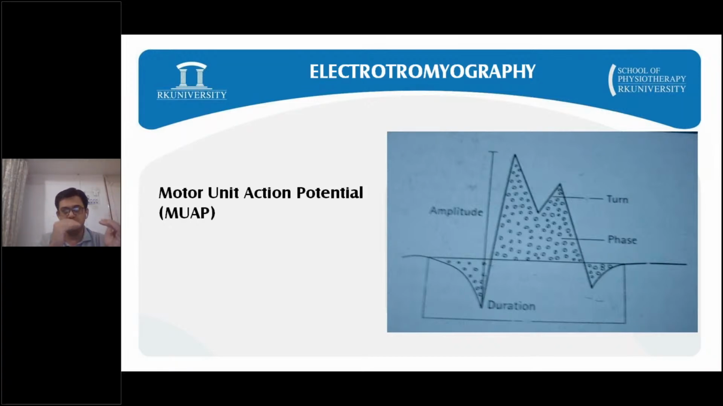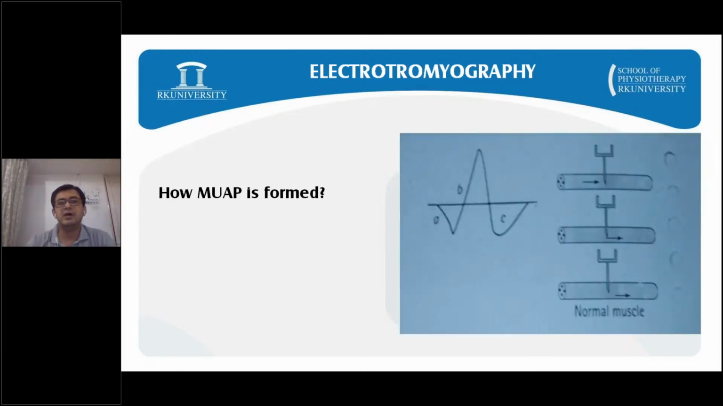So your amplitude will be lower and there will be multiple phases. Clear? So this is how clinical significance of phases and turns will be interpreted. Now, how is this MUAP formed? So here you can see this is A phase.